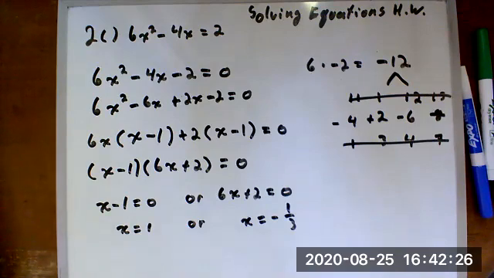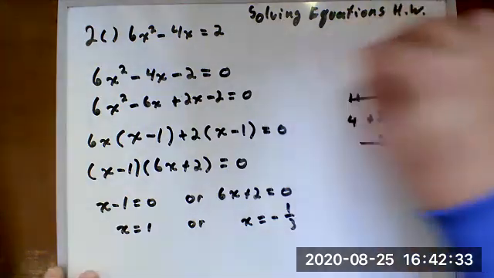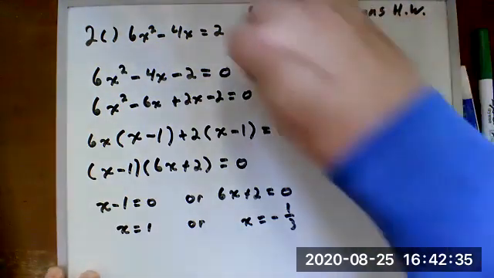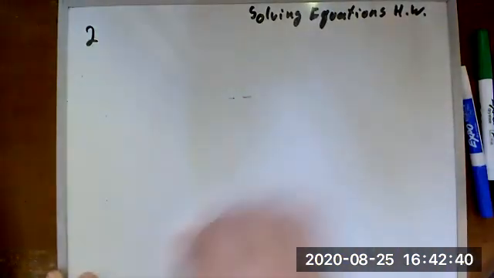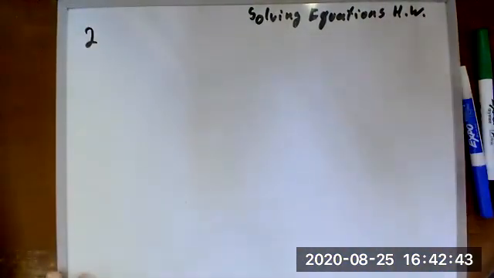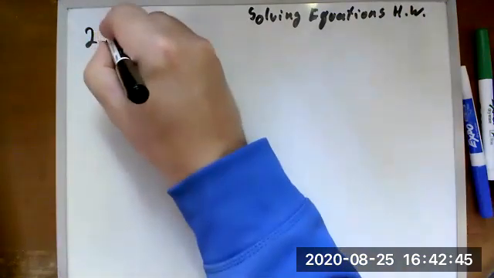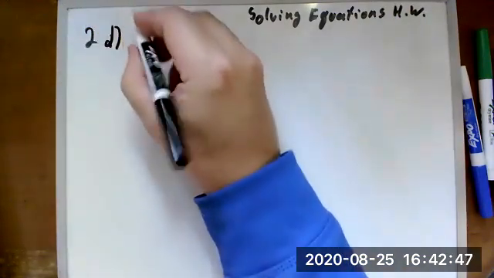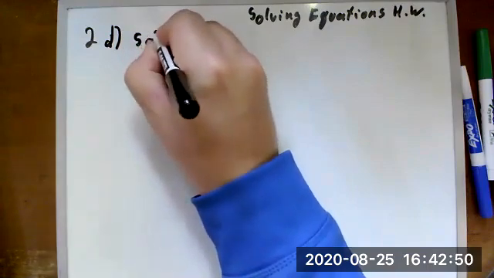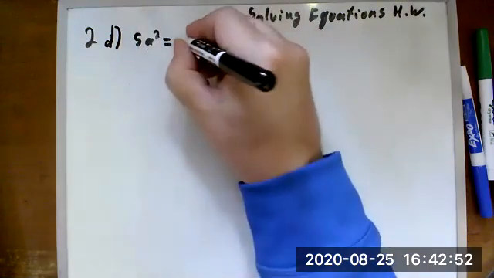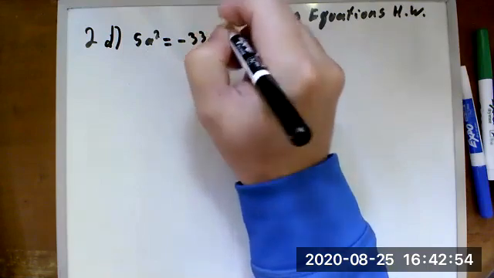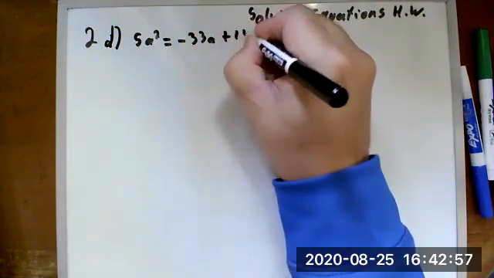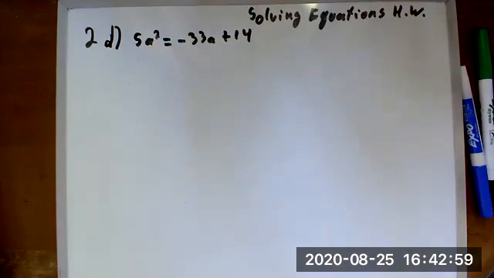Okay, so carrying on then, we will move on to 2D. Very, very similar to this question we've just done. So, question 2D is saying 5a squared equals negative 33a plus 14.